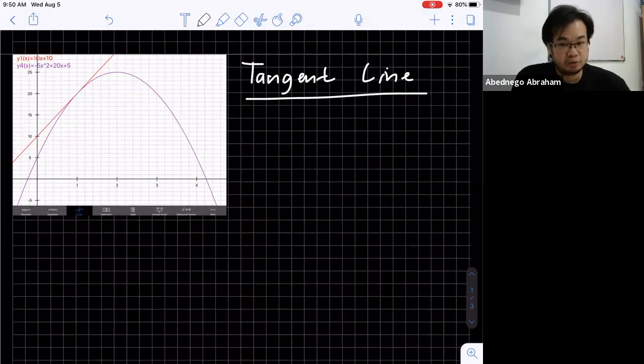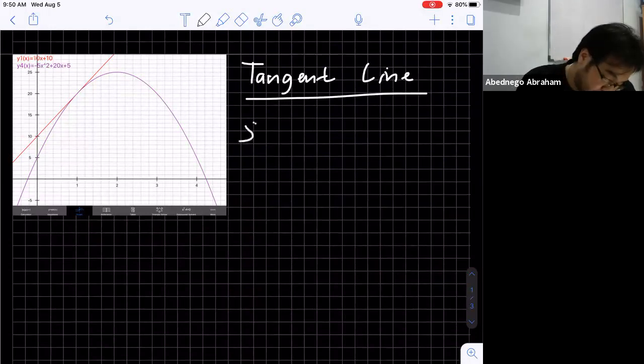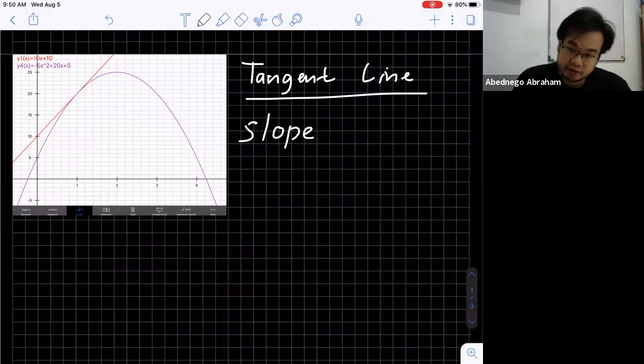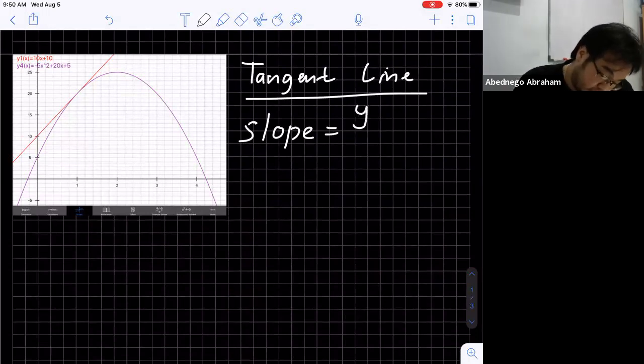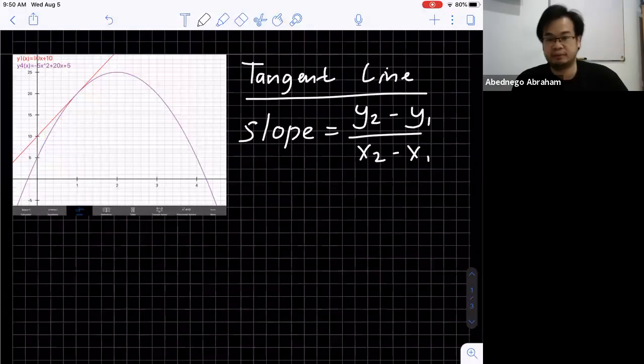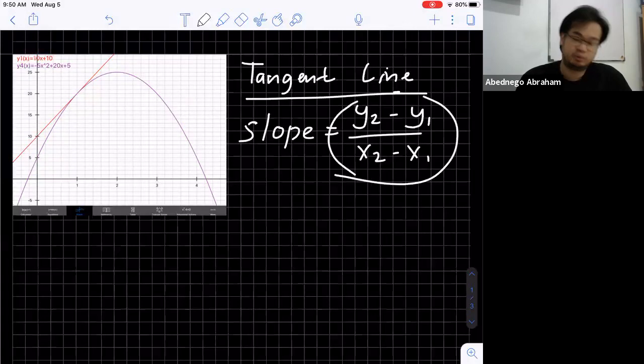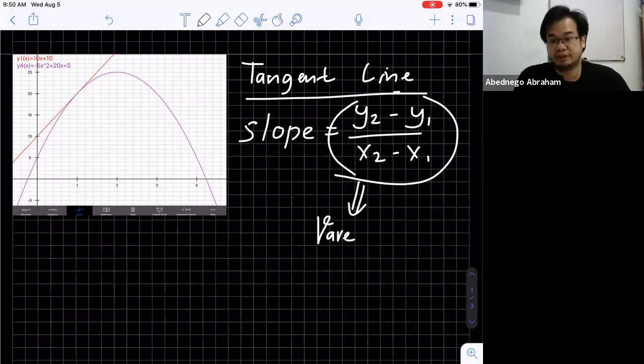So for a tangent line, how do you estimate the derivative if the graph is given? You just need to draw a tangent line and then find the slope. Why the slope? Because the formula of the slope is y2 minus y1 over x2 minus x1, right? Realize that this formula is pretty similar to the formula to find the average rate of change.